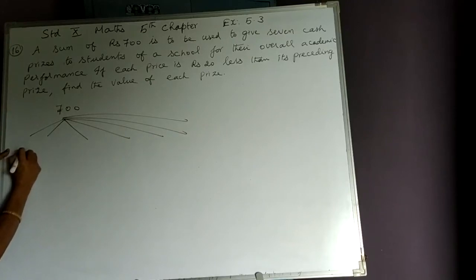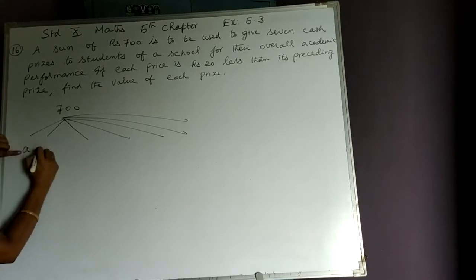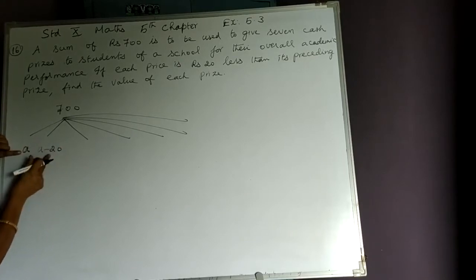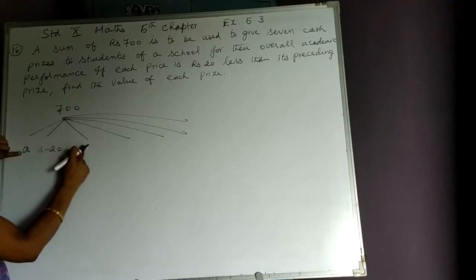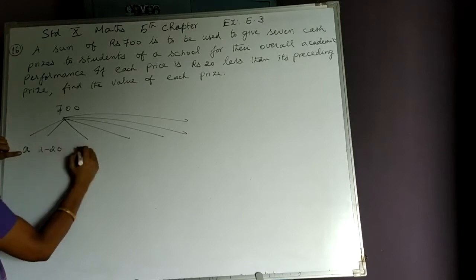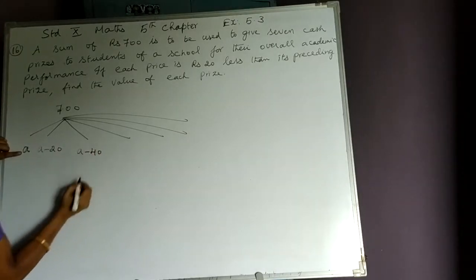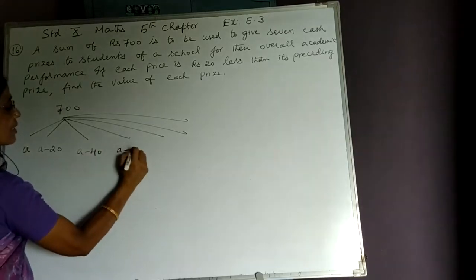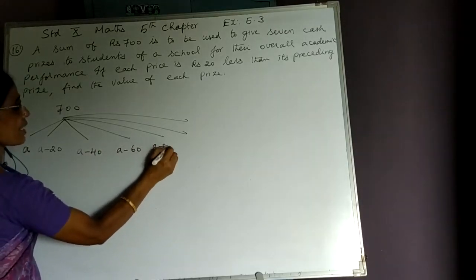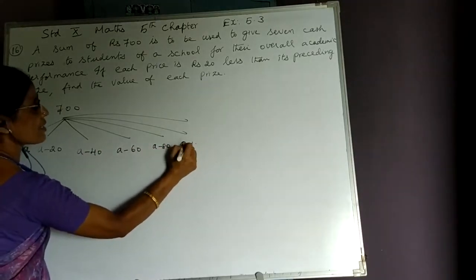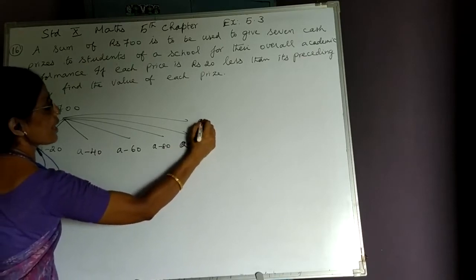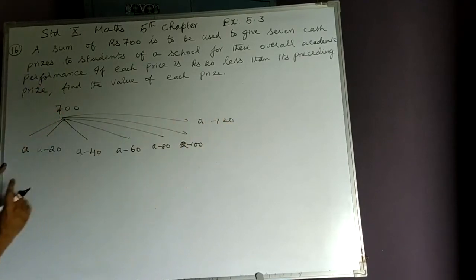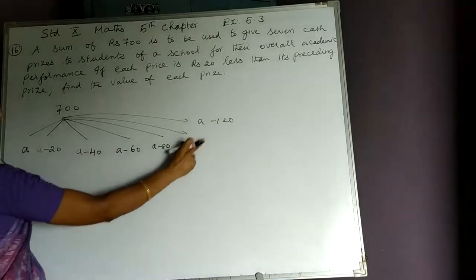Suppose the first prize is A. If one student is getting A, the next student is getting 20 less than the previous student. And the third student is still getting 20 less than the previous student. So A minus 40. Similarly here A minus 60, A minus 80, A minus 100 and A minus 120. So these are the 7 prizes.